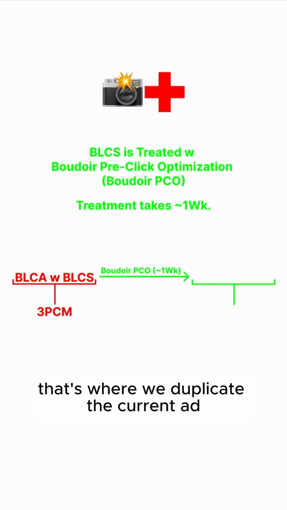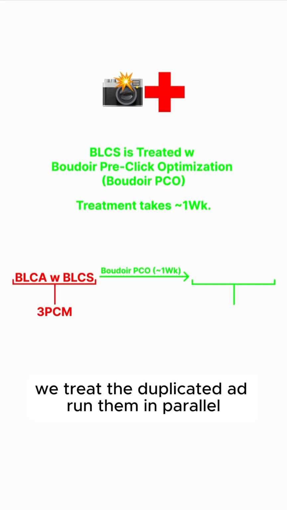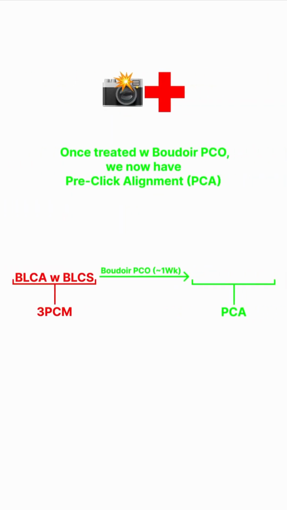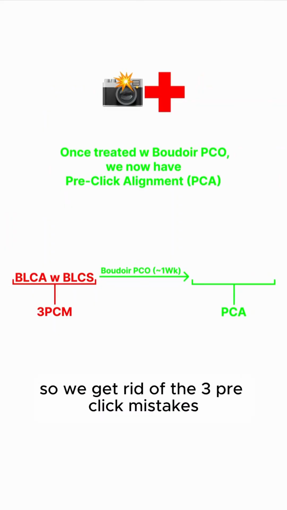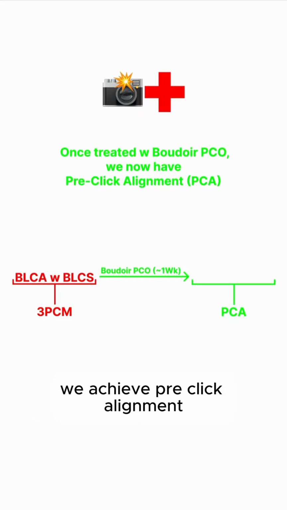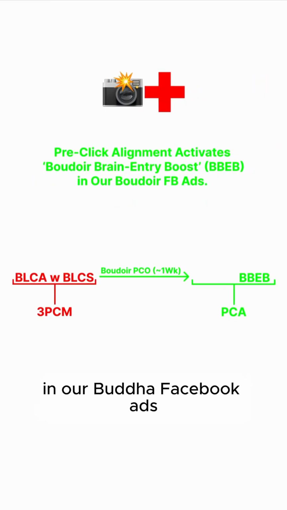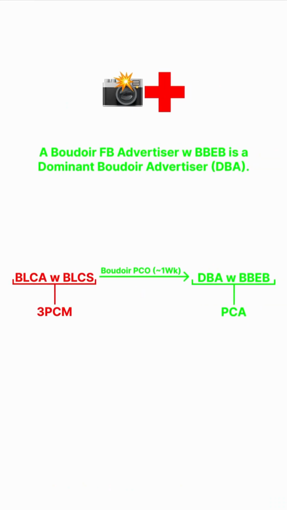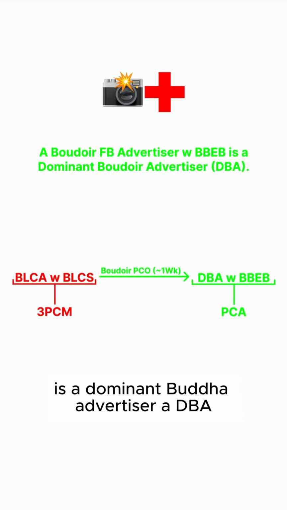And that's where we duplicate the current ad. We leave the current ad running. Duplicate it. We treat the duplicated ad, run them in parallel, keep whichever one is running at the end has the better metrics. Now, once treated with Boudoir Pico, we now have pre-click alignment, PCA. So we get rid of the three pre-click mistakes. We achieve pre-click alignment. And pre-click alignment activates Boudoir brain entry boost in our Boudoir Facebook ads. So basically, we got our unique CTR all above 6%. And a Boudoir Facebook advertiser with Boudoir brain entry boost is a dominant Boudoir advertiser, a DBA.